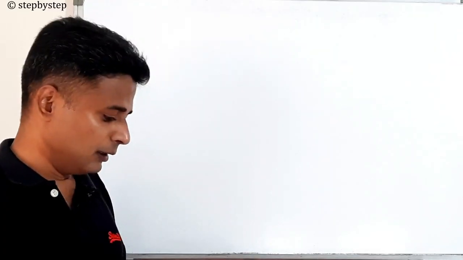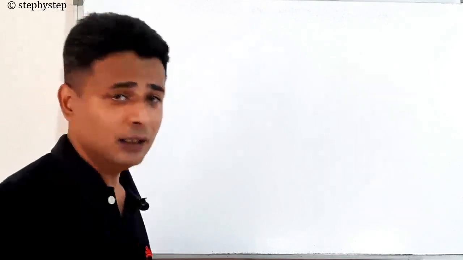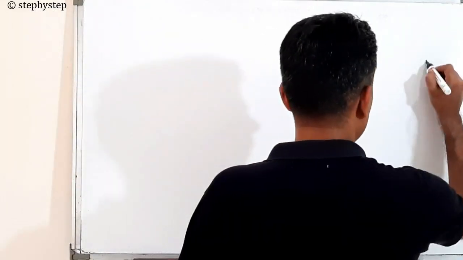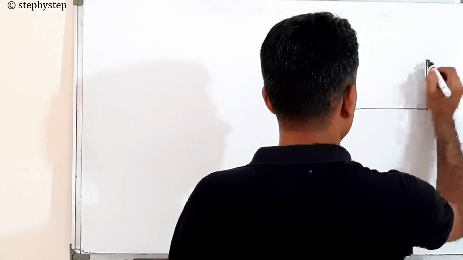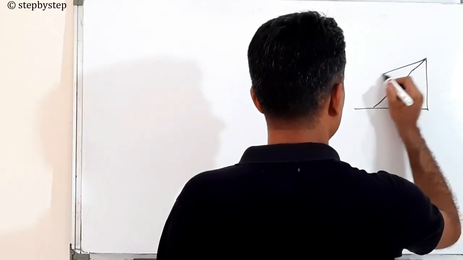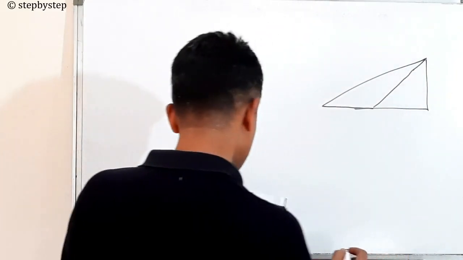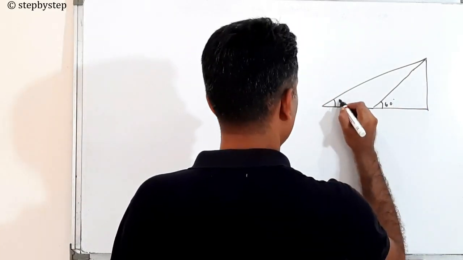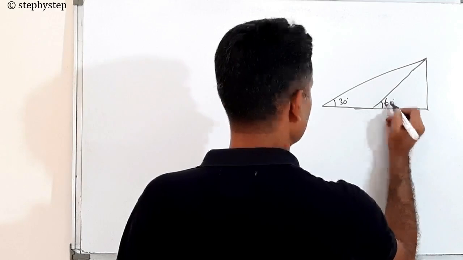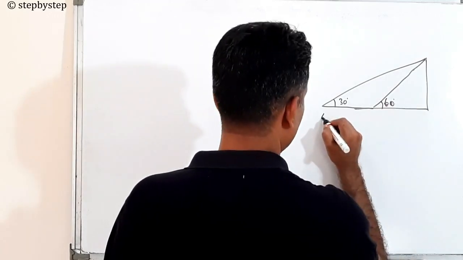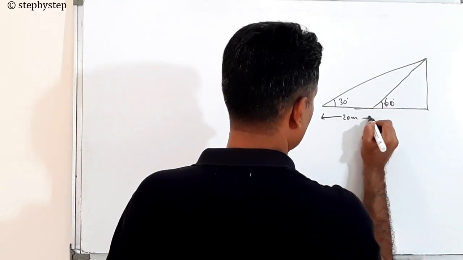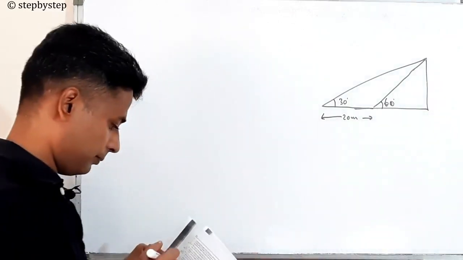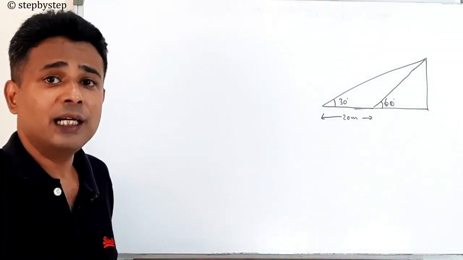Now the 11th question, guys, for this they have already given the figure. So we'll just copy the figure first. Right? This is 60 degree, this is 30 degree, this is 60 and this is 20 meter. They have already given us a figure.